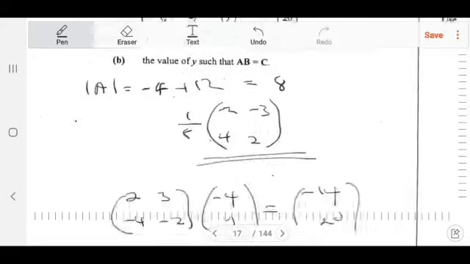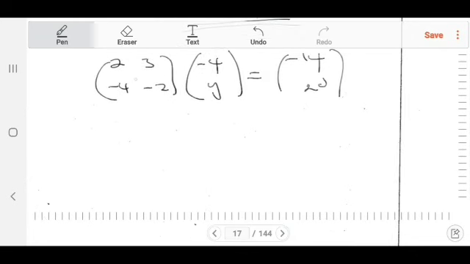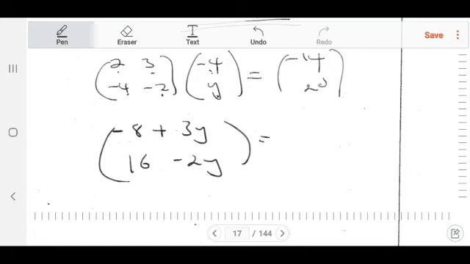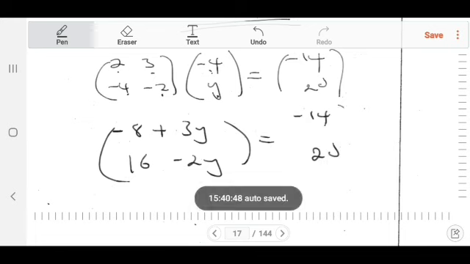Okay, so let's multiply that one. We are going to have this times this, which is -8. This times this plus 3y. Then this times this gives us 16. Then this times this -2y. Okay, equals to -14, 20.